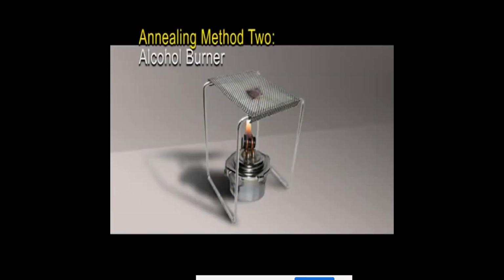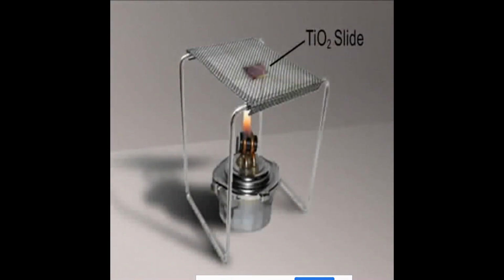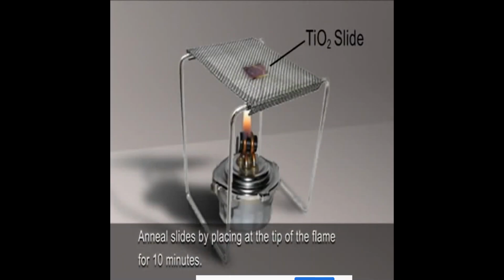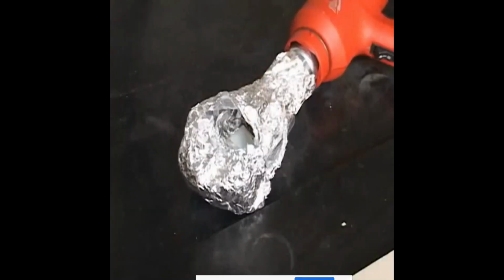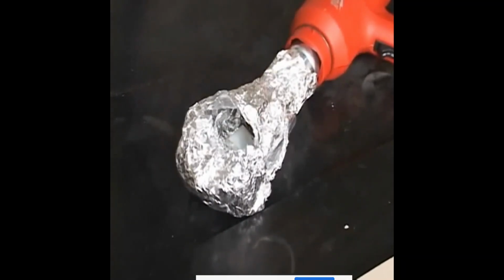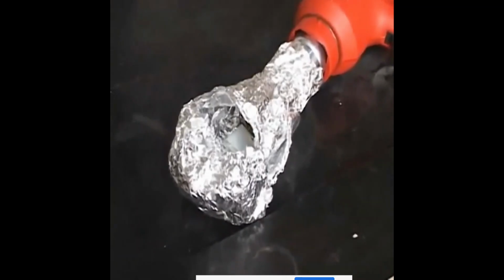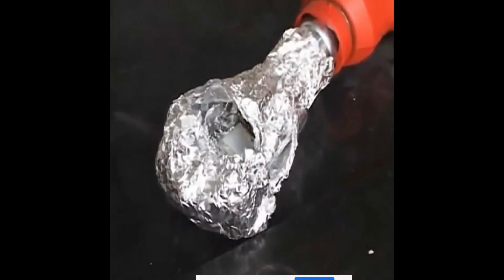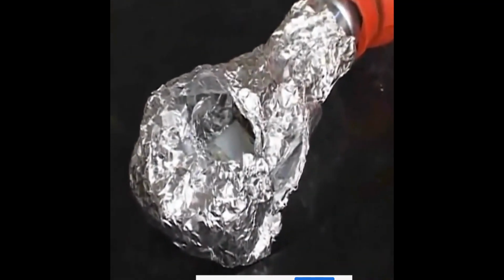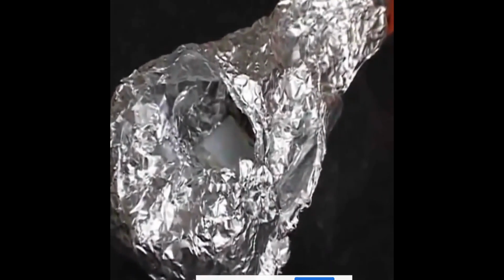2. Place a ring stand over an alcohol burner. Anneal the slides one by one by resting them on the ring stand at the tip of the flame for 10 minutes. Step 2. Watch the slides as they anneal. The titanium dioxide coated section should turn purplish brown, then back to white, as the heat burns off the surfactant. Step 3. Store the slides for later use.